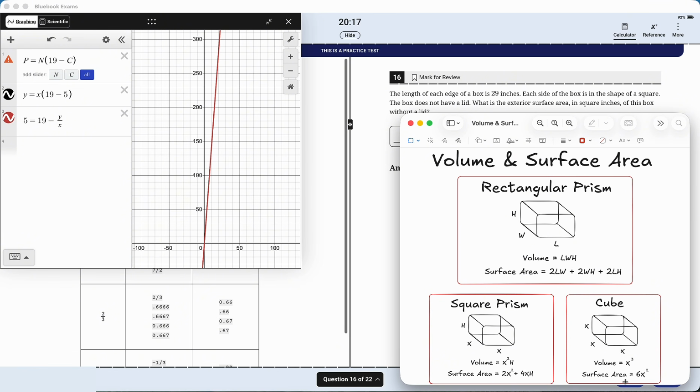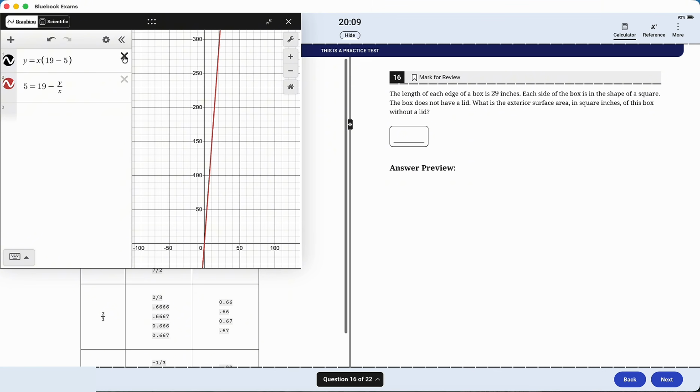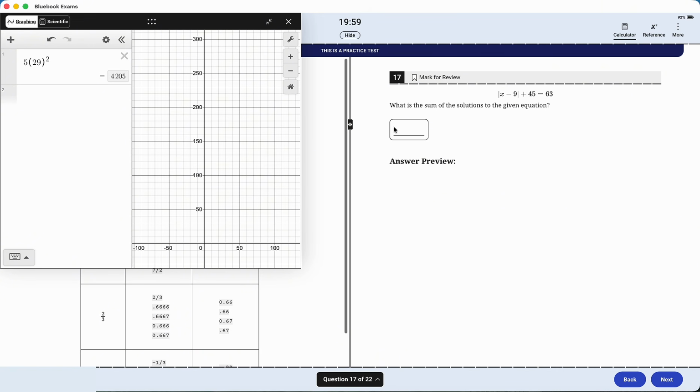So here we're dealing with a cube, right? And it's a cube without a lid. So it's not going to have 6 sides. So it's not going to be 6x squared. It's just going to be 5x squared, right? And so that's going to be our answer. It's just going to be 5, and then x is the side length, so it's 29, right? So it's 29 squared, so it'd be 4,205, right? So that's it. Next one, this one's an easy one.